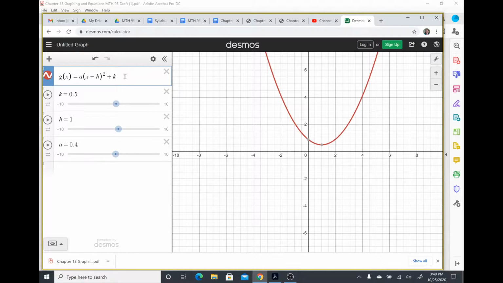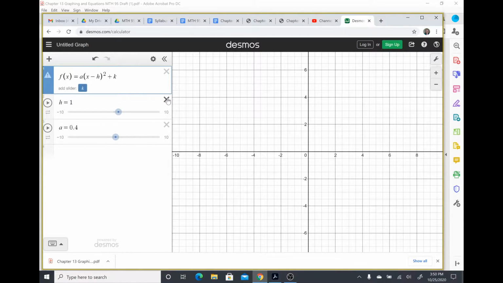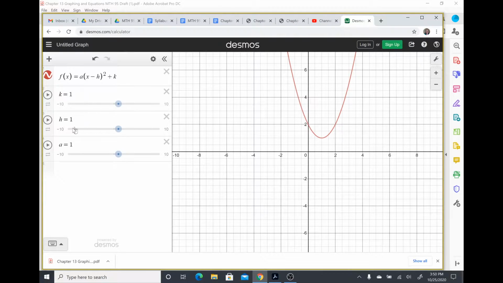I made a graph. How I made these little shifter bars, which are kind of nice if you want to see how things are changing, I'll show you. Just write the equation: f of x equals a times (x minus h) squared plus k. And you can add sliders for your coefficients a, h, and k.